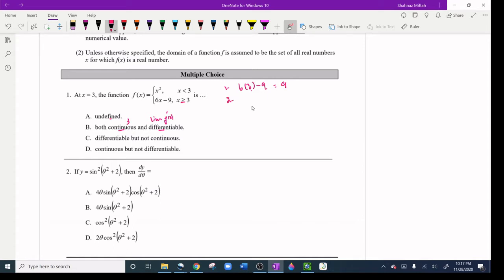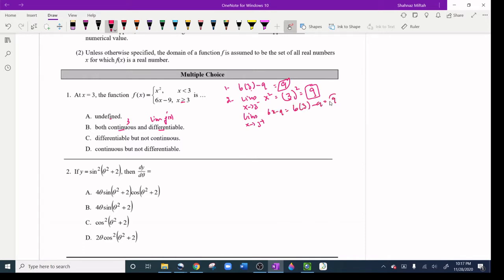Condition number 2 said limit x approaches 3 from the left. Left is x squared. So I'm using x squared and I'm going to plug in that 3 there, which is going to give me 9 again from the left. Then I have a limit x approaches 3 from the right. And from the right, I'm using 6x minus 9 equal 6 times 3 minus 9, which is also 9.